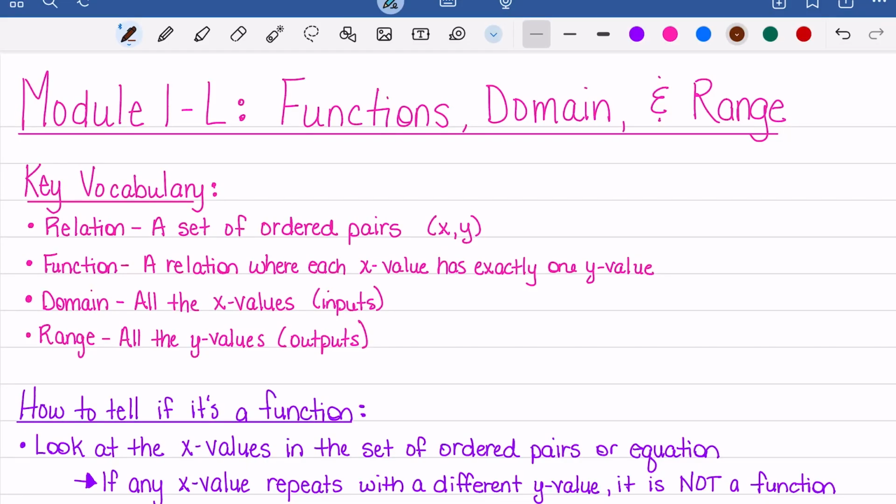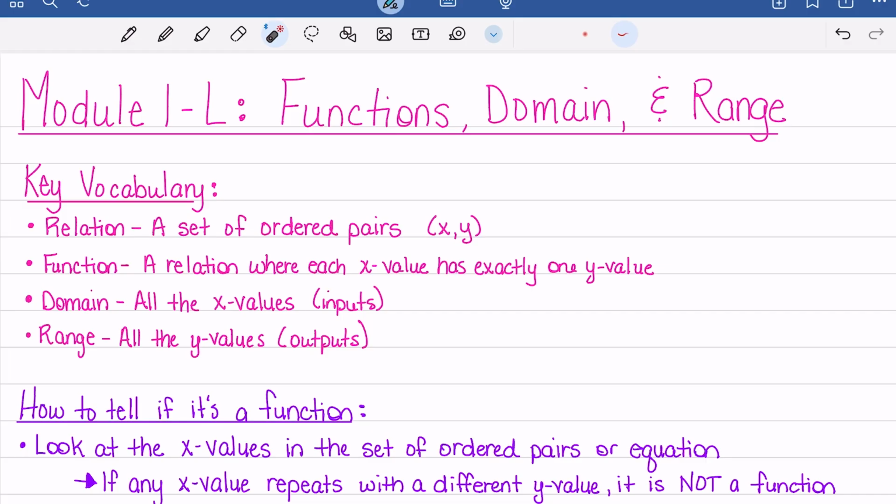In this module, we're going to look at functions and how to find their domain and range. So the first thing we're going to look at are just some key terms that you'll need to know, so vocabulary such as a relation. A relation is just any set of ordered pairs, so it doesn't have to have a specific quality or pass any sort of rule. Any set of ordered pairs is a relation.